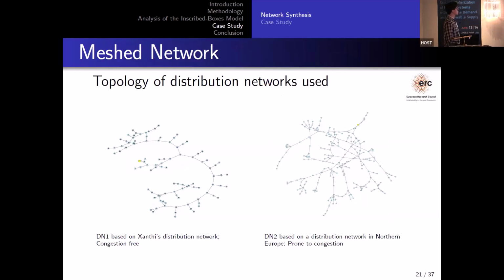Next, we have the topology of distribution networks that we used in our network synthesis. On the left side, we have the network we call DN1, and it's based on Xanth's distribution network, and it's most of the time congestion-free. On the right side, we have a distribution network from Northern Europe, which we call DN2, and it's really prone to congestion.